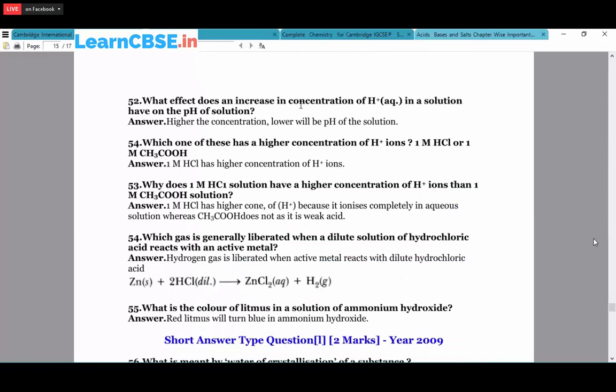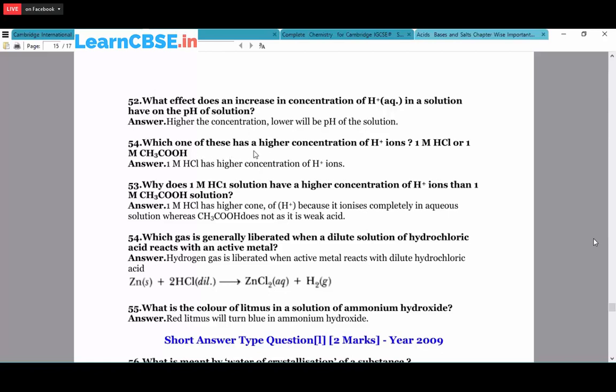What effect does an increase in the concentration of H plus in a solution have on the pH of the solution? The higher the concentration of H plus, the lower will be the pH of the solution.